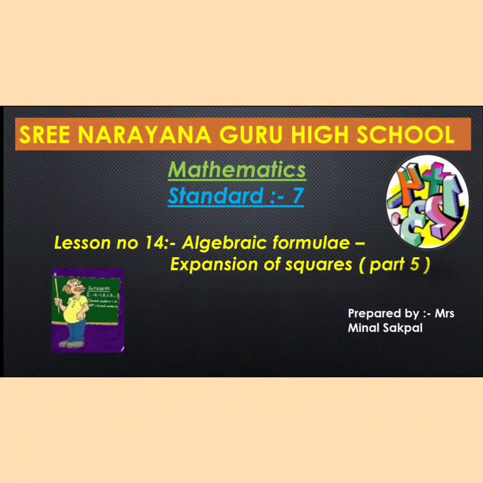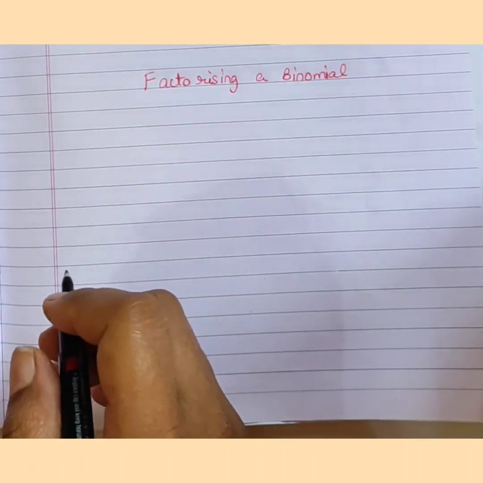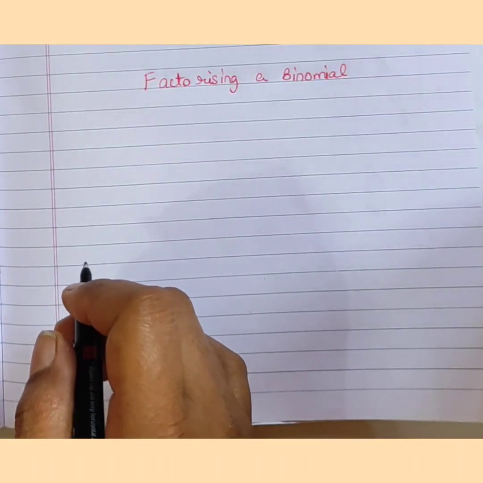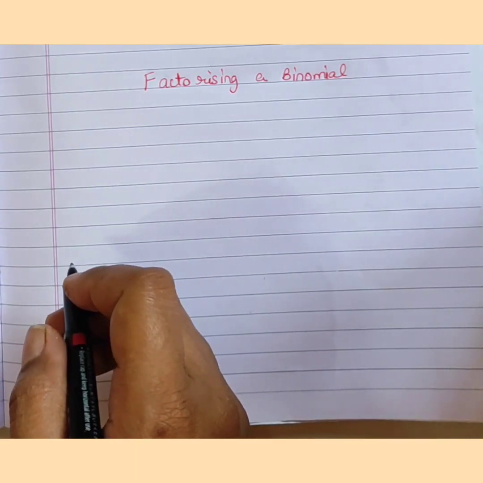Today we will continue with lesson number 14, Algebraic Formulae, Expansion of Squares, Part 5. Let us begin with practice set 53. Before starting with practice set 53, we will first see how to factorize a binomial.